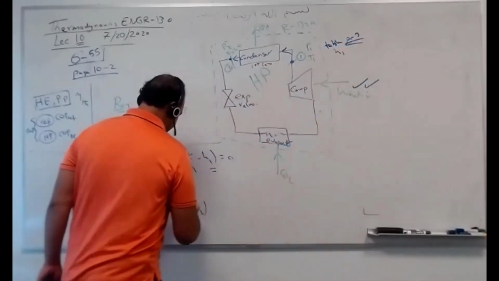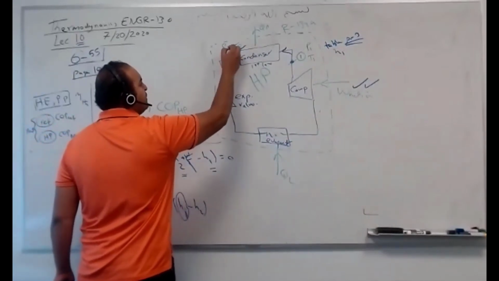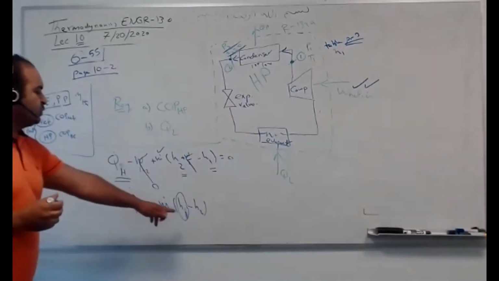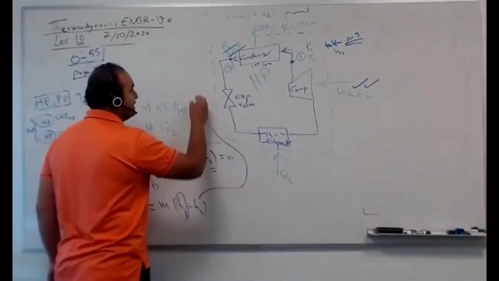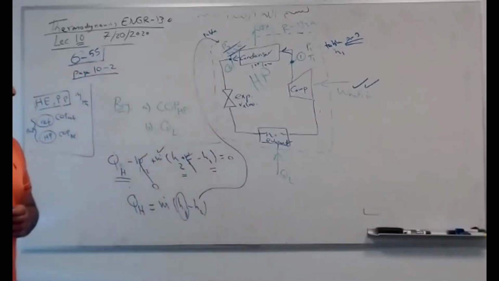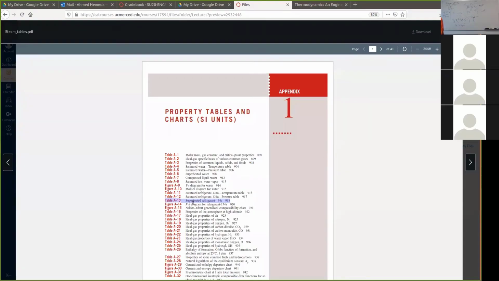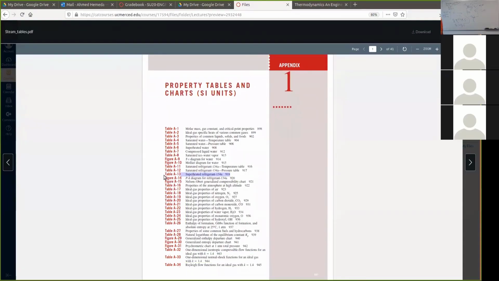What I want here is h1. Then here, X2 equals 0 and P2, we have it. So we want h2. From where, guys? What table? Can somebody tell me? H2, what table? Saturated liquid. Refrigerant 134A. Where is the table? The first one, for superheated, is table A13. So which one is the other one?